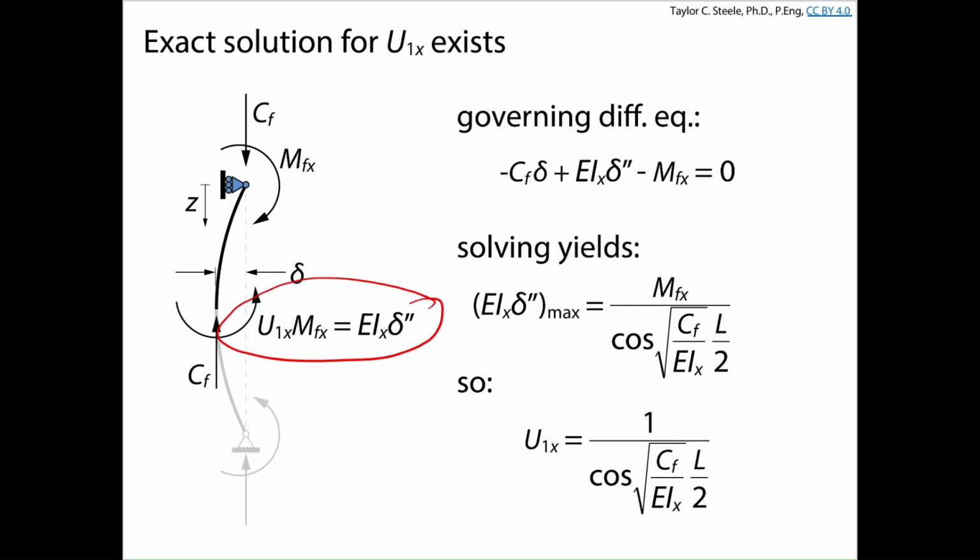The maximum moment at mid-span is EIX times the second derivative of the displaced shape. That's equal to what we're trying to calculate, which is U1x MFX. So basically, all this stuff that gets multiplied by MFX is equal to that U1 factor. Okay, so we could write U1x as 1 divided by the cosine of the square root of CF over EIX times L over 2.